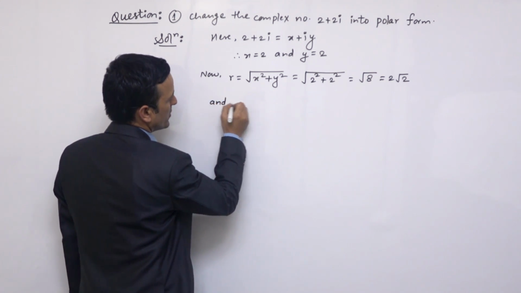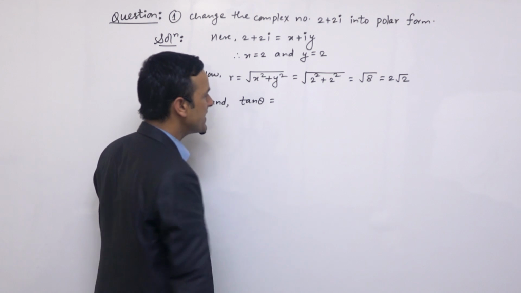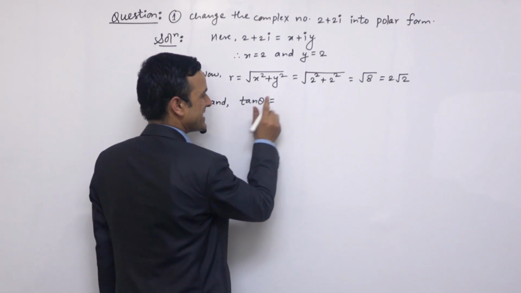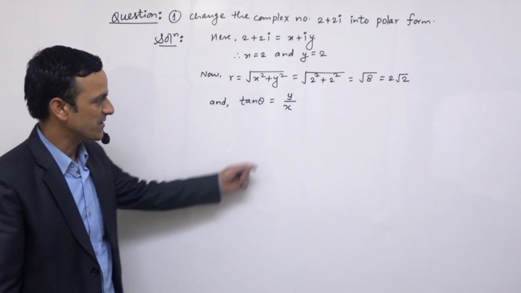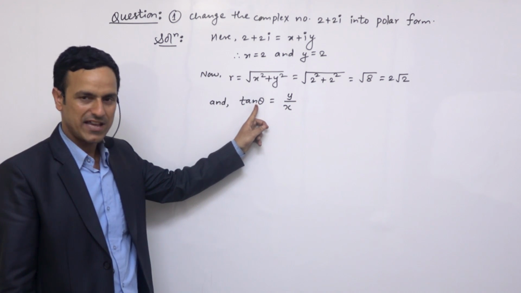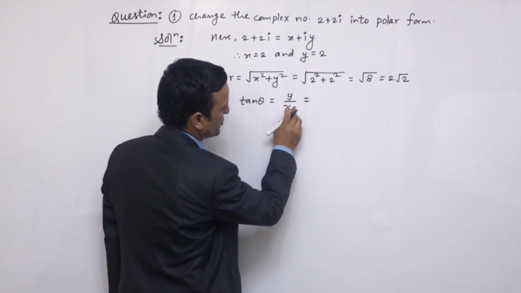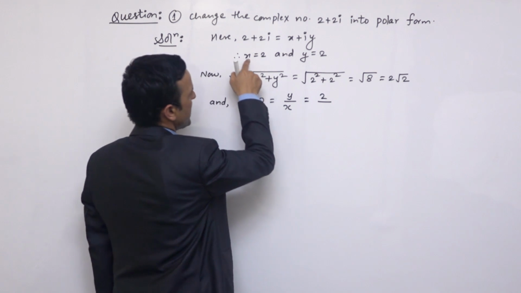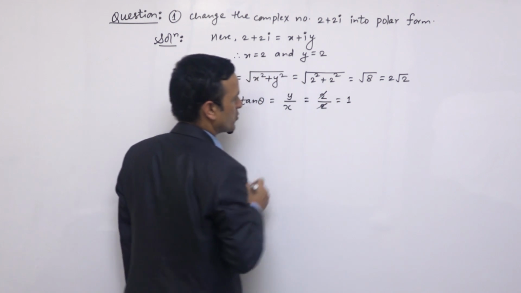And for theta, we have to find the value of tan theta. To find theta, we have another value. Tan theta is equal to y upon x. So this is the formula to find the angle, this theta. So let's substitute the values of y and x. y is 2, x is again 2. If you cancel this, then this is 1.